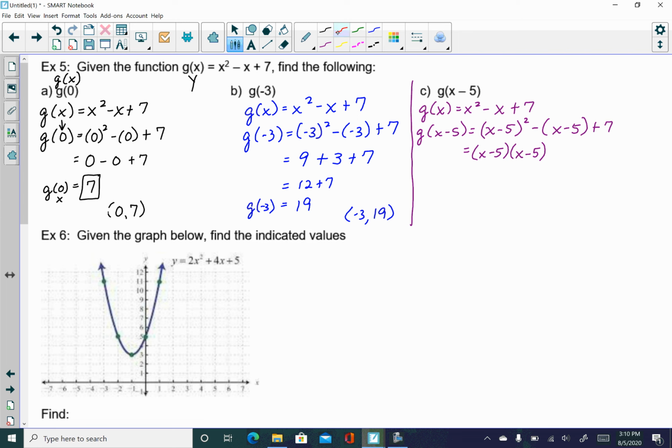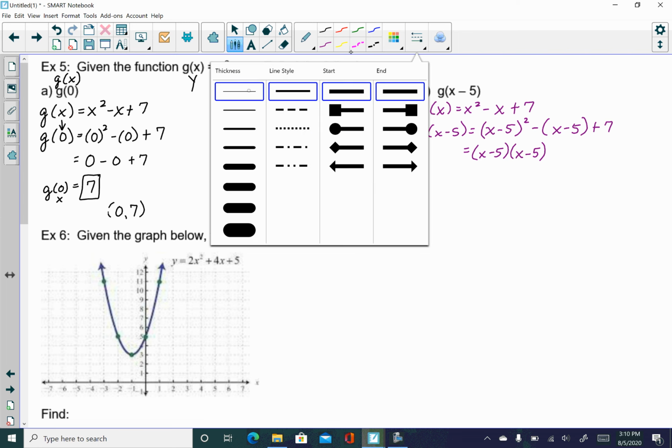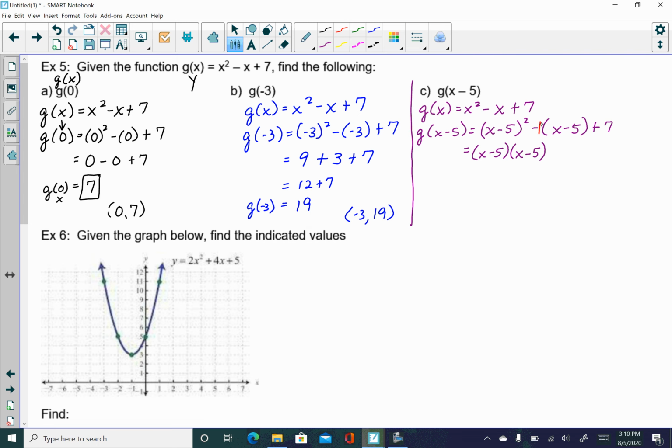Now in this next term, you have a negative in front of that parentheses, so you could think of that as a -1 that needs to be distributed to both terms. So another good reason for anytime you substitute, use parentheses. So now if I take that -1 and I distribute, -1 times x is -x, -1 times -5 is +5, and then I just bring down my +7.